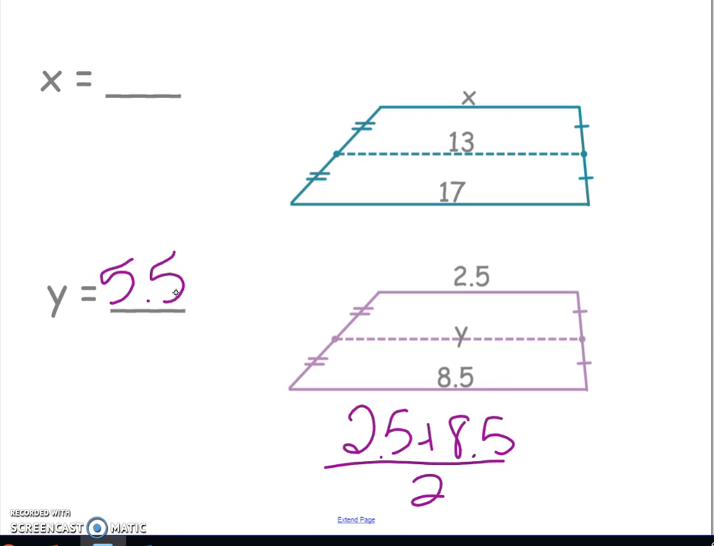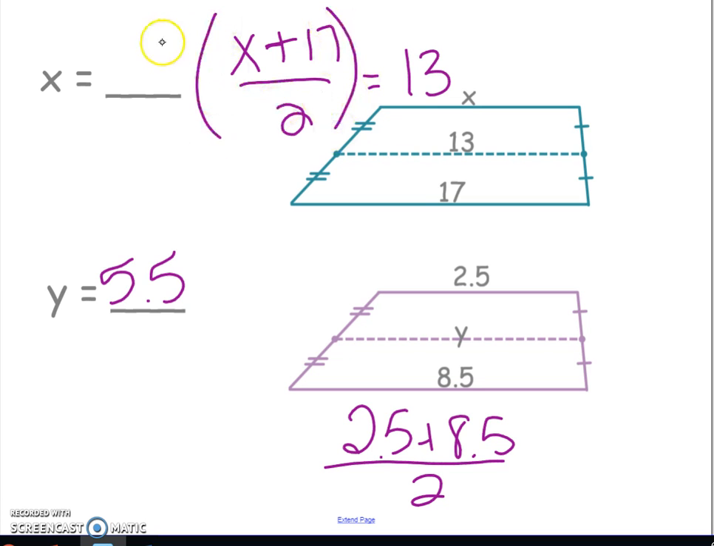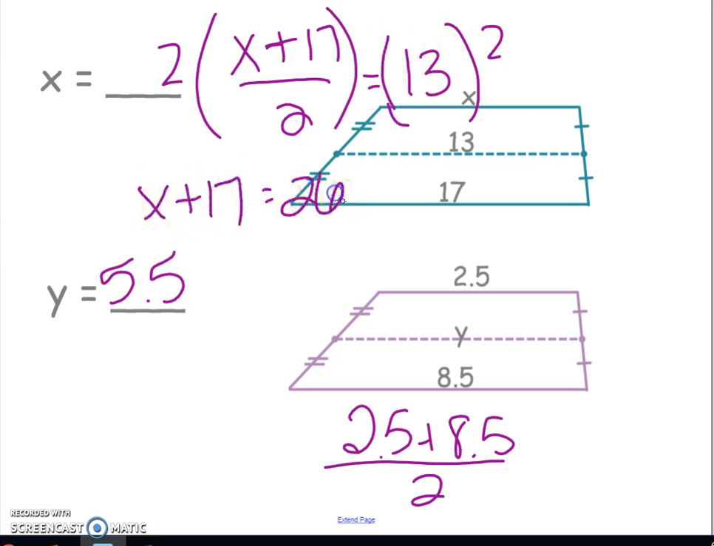In this case, it's a little bit different. You want x plus 17 divided by 2 has to equal 13. So then to solve for x, you'd multiply both sides by 2. So x plus 17 has to equal 26. Subtract 17, and x equals 9. So basically it's like the average. So the top and the bottom added together divided by 2 has to equal this. Or if you double the middle part, it would equal the top and the bottom.